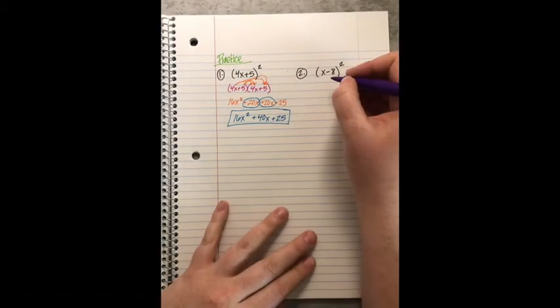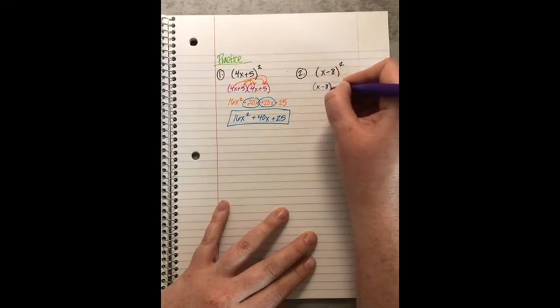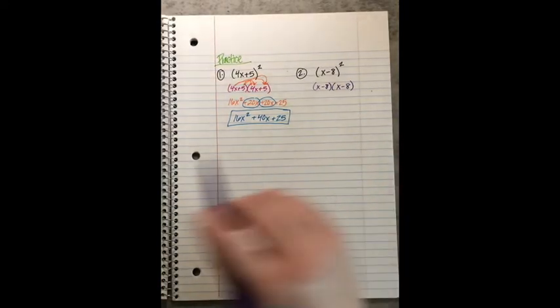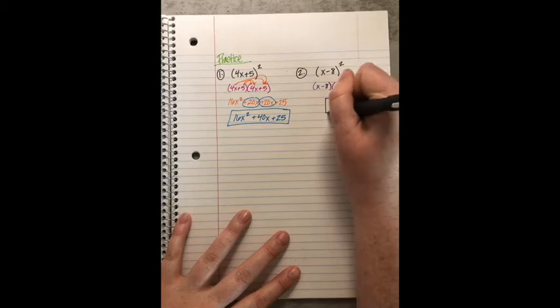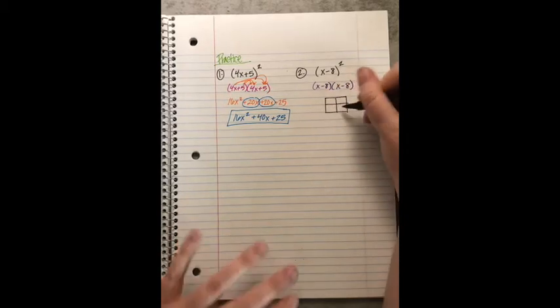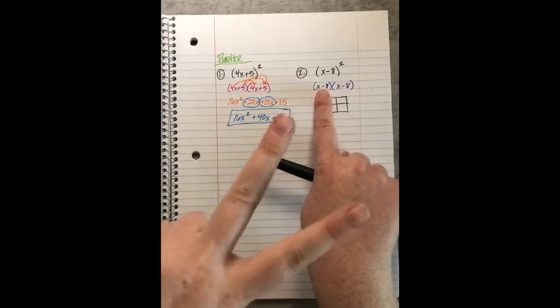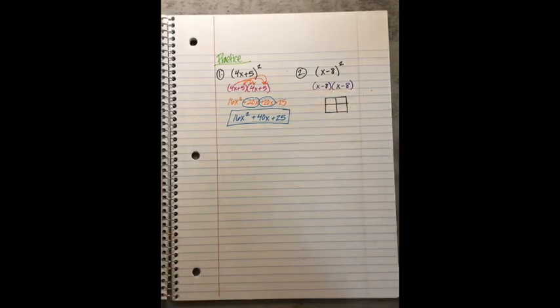Okay, so I have to expand it out first. This is the same as x minus 8 times x minus 8. Now on this one, I'm going to go ahead and use box method just to make some of you happy here. Now, I'm going to create a 2 by 2 box. The reason is because I have a binomial, which has 2 terms, timesing by a binomial, which has 2 terms. So I need a 2 by 2 box, okay?